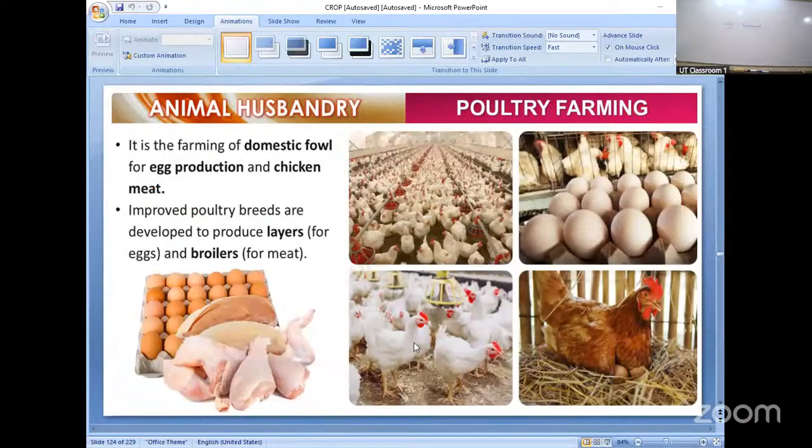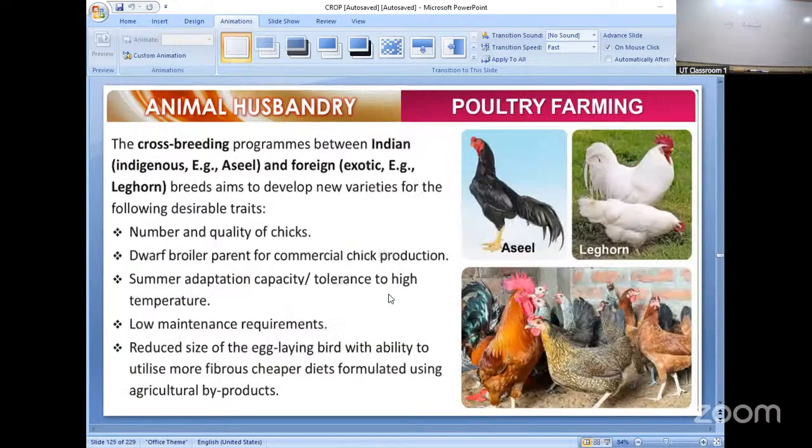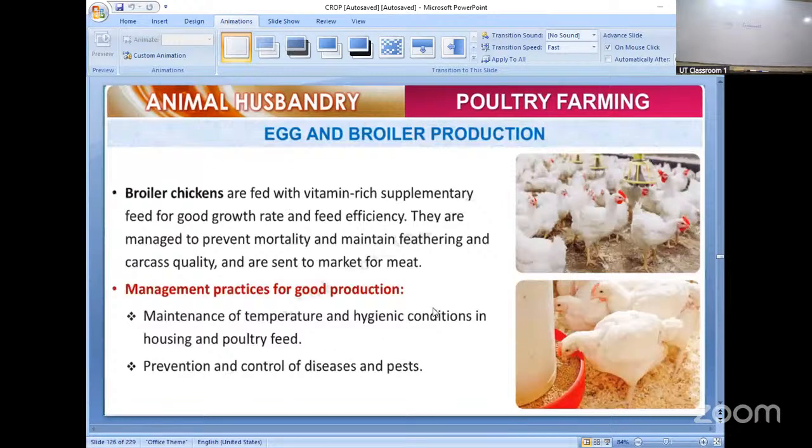And then poultry farming is done for egg production and chicken, right? Broilers are used for meat, and the layers are for the eggs. Proper care should be taken for poultry foods, okay? And maintenance of temperature and hygienic conditions where poultry farming is done should be taken care of so that they do not get diseases.